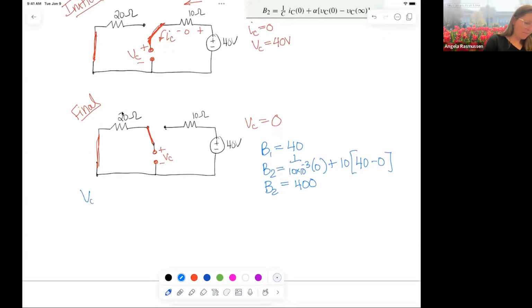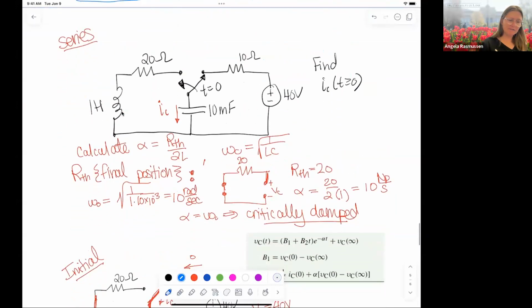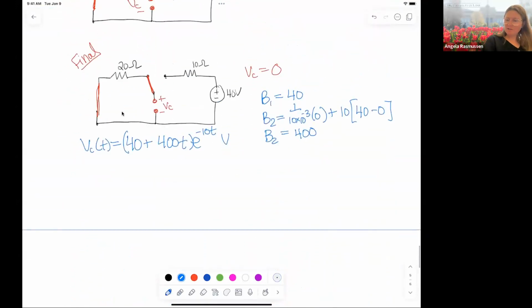So VC of T equals B1, which is 40, plus B2 of T, e to the minus 10T. And that is the voltage across the capacitor. But I wanted to find the current through the capacitance. So how do I find IC of T? Correct. Good job. So we know that IC is equal to C dVC/dt. So we have to take the derivative of that VC of T. What's that going to be?